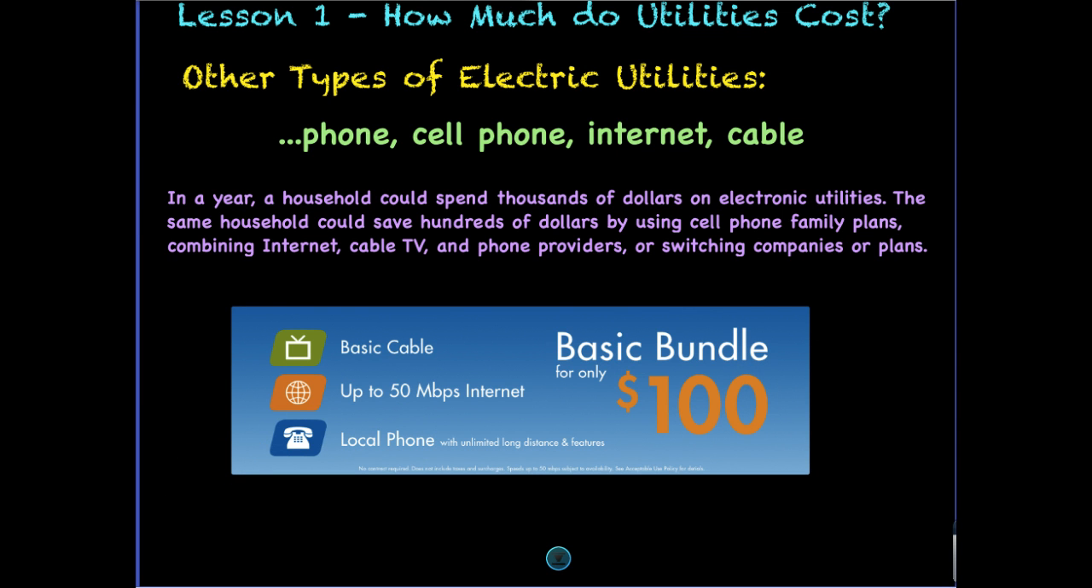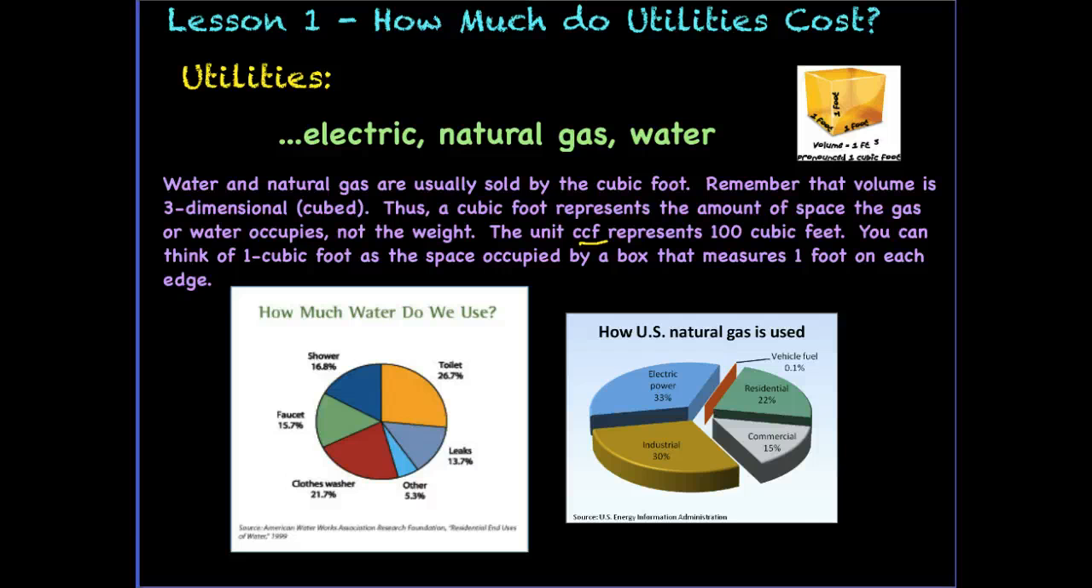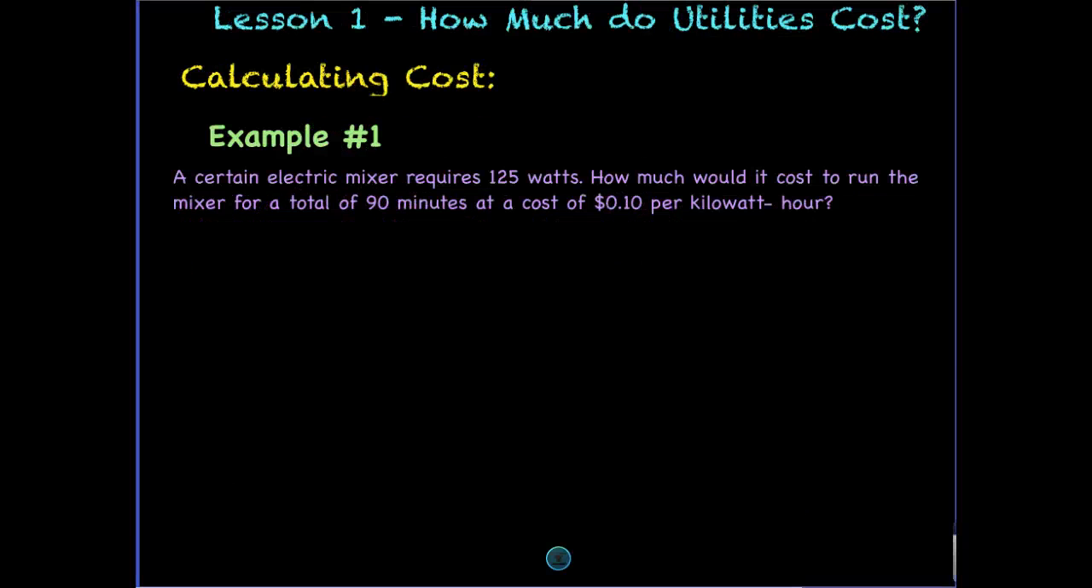All right, let's try our first example, going back to electric. In this situation, a certain electric mixer requires 125 watts. How much would it cost to run the mixer for a total of 90 minutes at a cost of 10 cents per kilowatt hour? You can find how much you pay by looking on your electric bill.